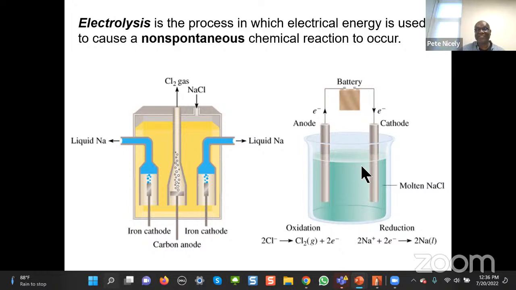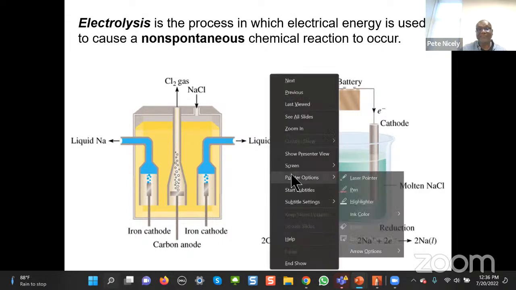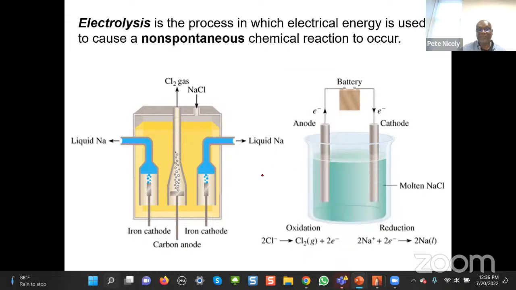And this is showing you basically the same setup. This is molten sodium chloride, and oxidation will take place at the anode, reduction takes place at the cathode. This is your electricity source, which drives the reaction. And these are the two half equations, as I said before. So of course, if you add this equation to this equation, the resulting net equation, let me write that down here, would be 2Cl⁻ plus 2Na⁺ to give 2NaCl.